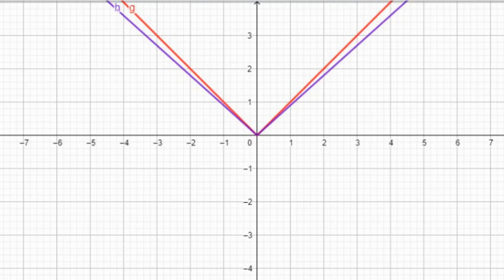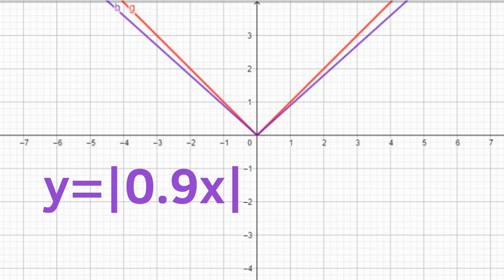But now, how can we make the graph wider? Well, as you can see, when the x value gets closer to 0, it gets wider. We have 0.9x, which is closer to 0 than 1, and it opens more.